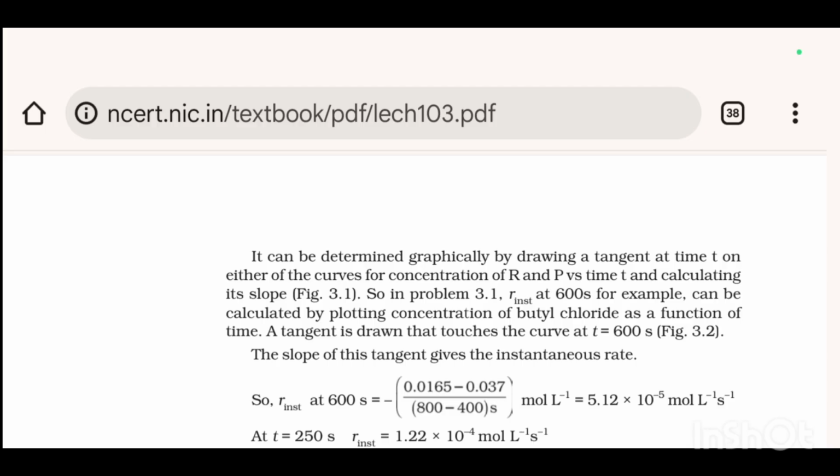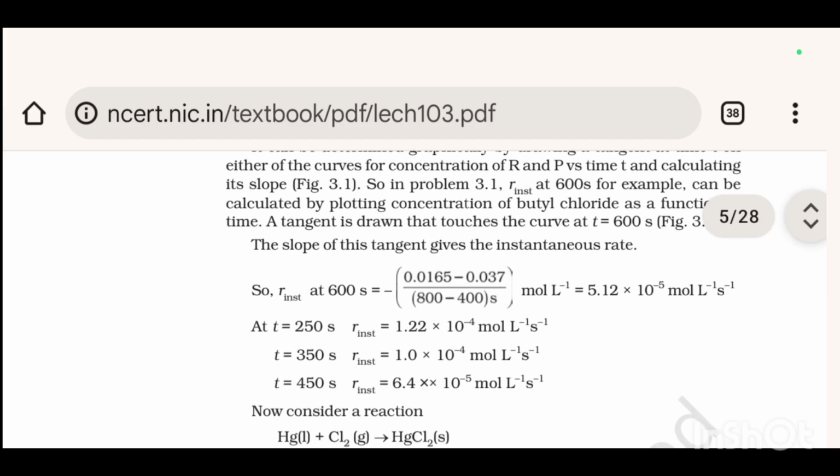So in problem 3.1, r instantaneous at 600 seconds, for example, can be calculated by plotting the concentration of butyl chloride as a function of time. A tangent is drawn that touches the curve at t equal to 600 seconds. The slope of this tangent gives the instantaneous rate. So r instantaneous at 600 seconds will be (0.0165 minus 0.037) divided by (800 minus 400) second mole liter inverse, which is equal to 5.12 into 10 raised to the power minus 5 mole liter inverse second inverse.